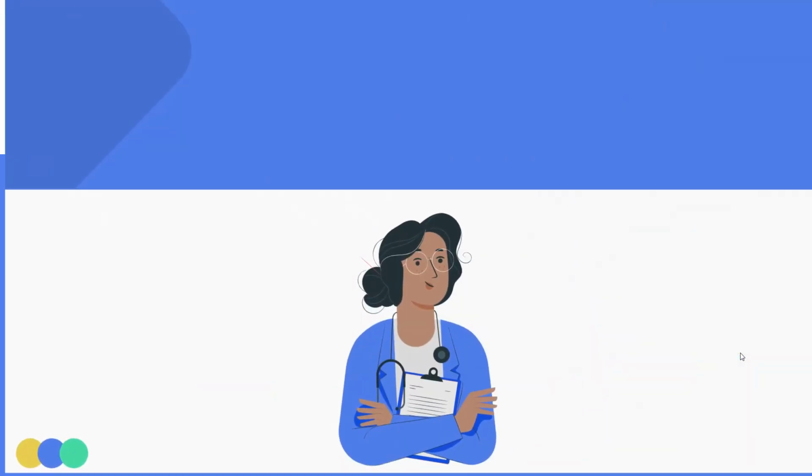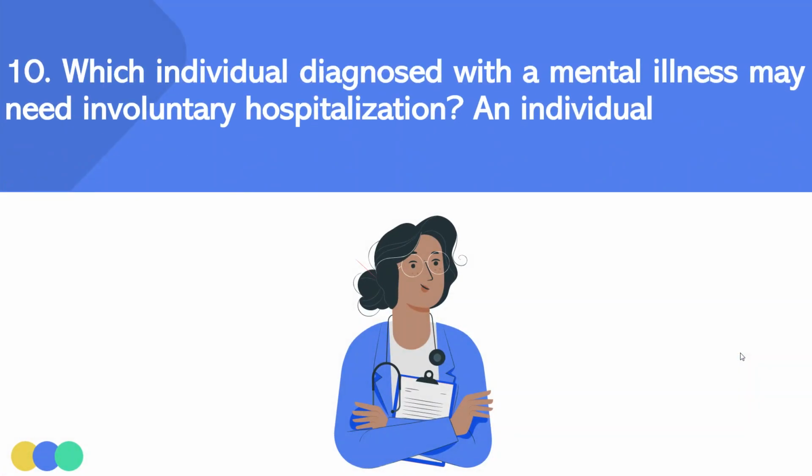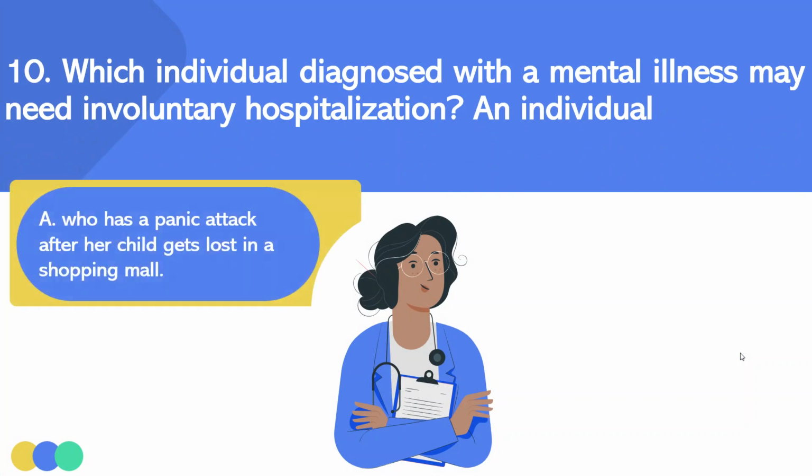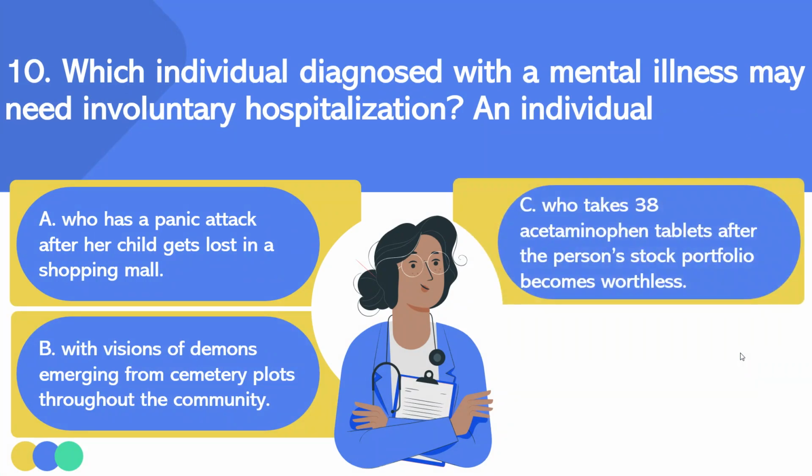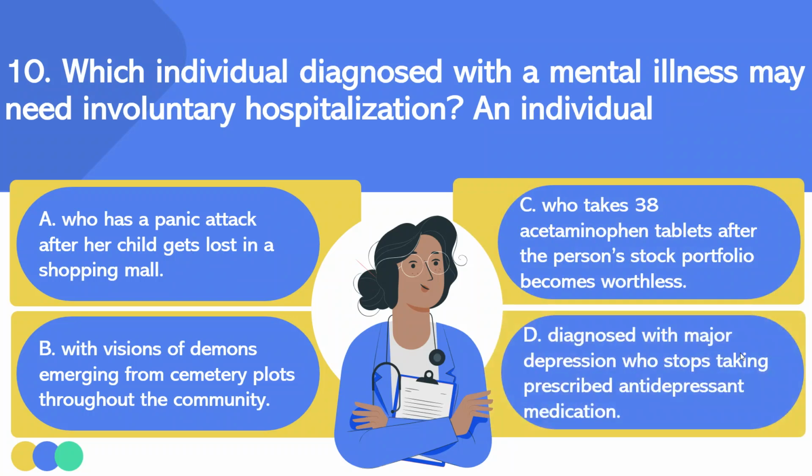Number 10, which individual diagnosed with a mental illness may need involuntary hospitalization? An individual, letter A, who has a panic attack after her child gets lost in a shopping mall. Letter B, with visions of demons emerging from cemetery plots throughout the community. Or letter C, who takes 38 acetaminophen tablets after the person's stock portfolio becomes worthless. Or letter D, diagnosed with major depression who stops taking prescribed antidepressant medication.